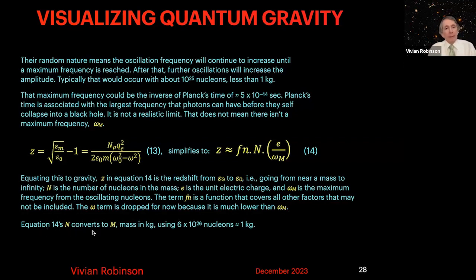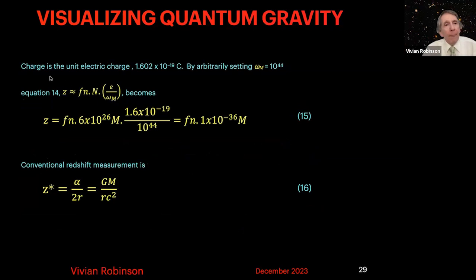Equation 14's N converts to m, mass in kilograms, using 6 times 10 to the 26 nucleons approximately equals 1 kilogram. Charge is the unit electric charge of 1.6 times 10 to the minus 19 coulombs. By arbitrarily setting omega m equals 10 to the 44, equation 14 becomes Z as a function of 6 times 10 to the 26 m times this, which simplifies to a function of 1 times 10 to the minus 36 m.